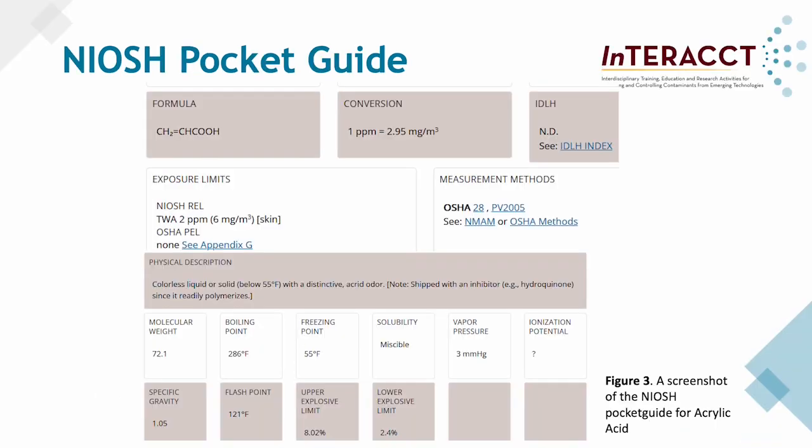The image shown on this slide is a screen print from the online version of the NIOSH Pocket Guide, showing acrylic acid as an illustrative example. The NIOSH Pocket Guide does not have data for isobornyl acrylate, the chemical we're interested in, so other data sources will be needed to attain the necessary physical and chemical property data for our exposure scenario.